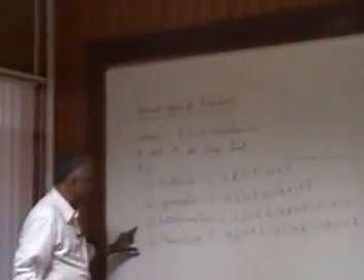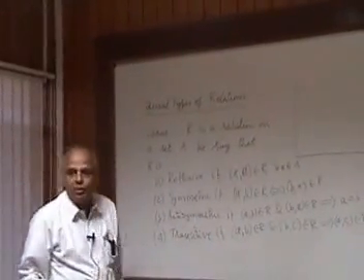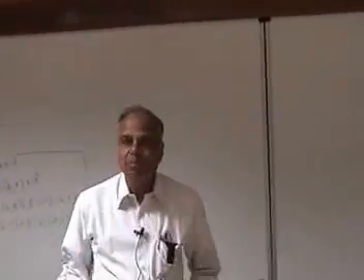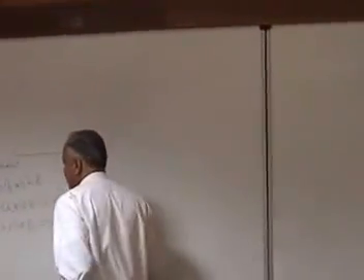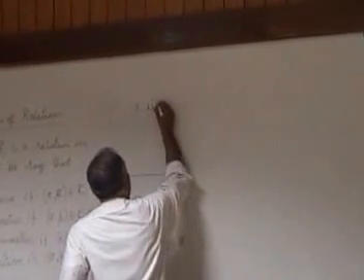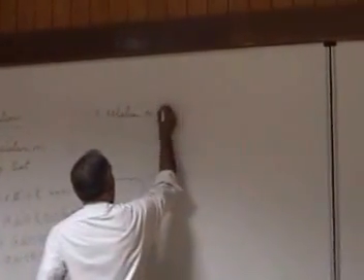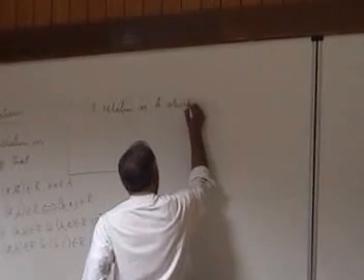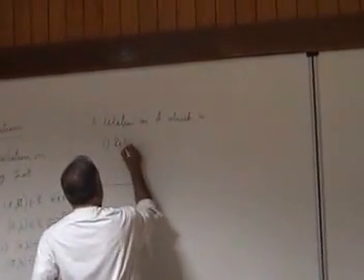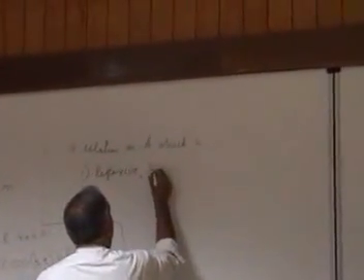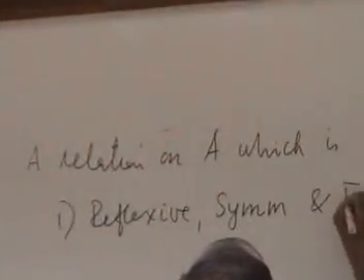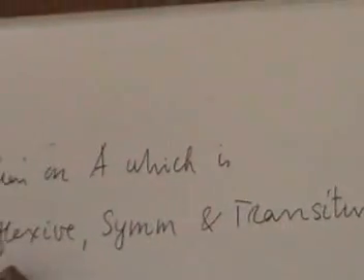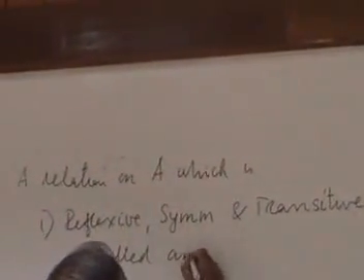Okay. There are two important things in this. One, the type of relations which have 1, 2 and 4, and the type of relations which have 1, 3 and 4. These are both of great importance and relevance in all of analysis and algebra. So a relation on A which is reflexive, symmetric and transitive is called an equivalence relation.